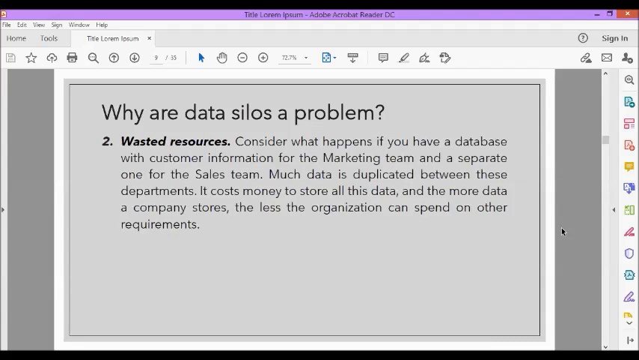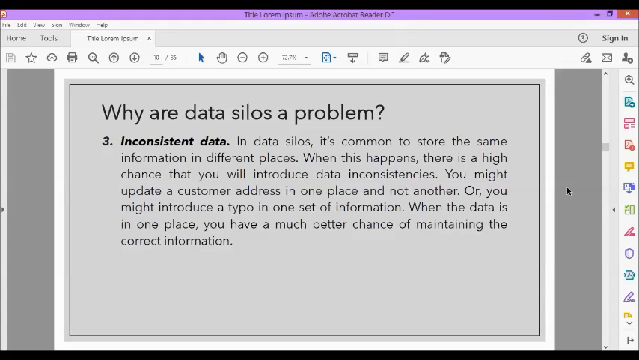The second one is wasted resources. Consider what happens if you have a database with customer information for the marketing team and a separate one for the sales team. Much data is duplicated between these departments. It costs money to store all this data, and the more data a company stores, the less the organization can spend on other requirements. And number three is inconsistent data.